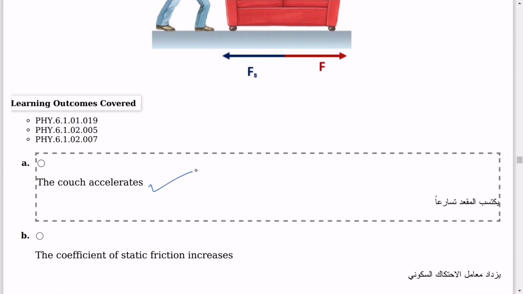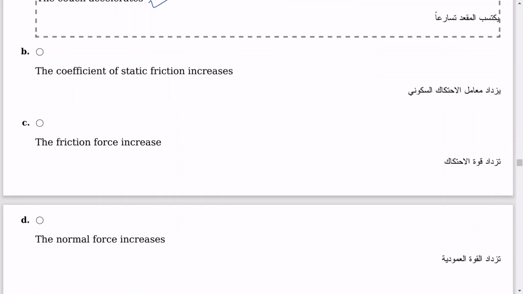Why does the couch accelerate? Because now there is a resultant force. Why is there a resultant force? Because now the applied force is greater than the maximum value of static friction. One of the forces is greater than the opposite force, so there will be a net force along this direction. So the couch will accelerate along the direction of the larger force.